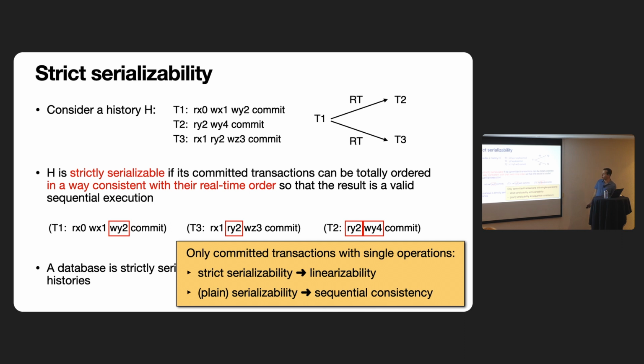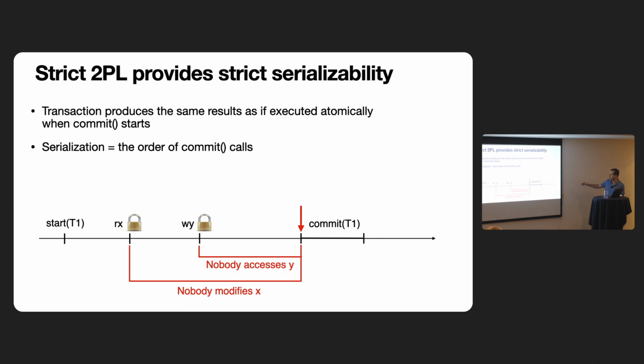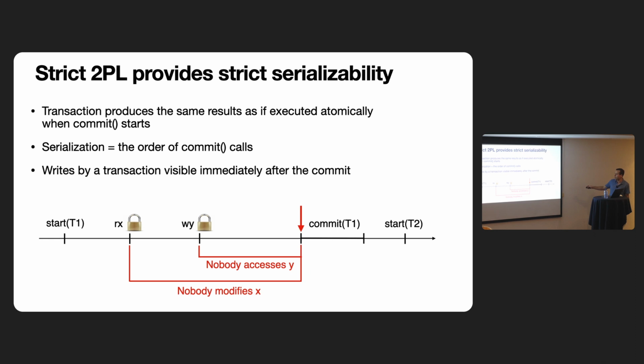and strict two-phase locking: before, I argued that it provides serializability, but in fact, it provides strict serializability. Before I explained that strict two-phase locking ensures that if I have a transaction that does some reads and writes, then these operations produce the same outcome as if I executed the transaction at this point when the commit starts. So the serialization was the order of the commit calls. And then, of course, if I have another transaction that starts after this commit finishes, then everything that this transaction did will be immediately visible here. We don't even have multi-versioning. You just write the data into the database. If you start a transaction later, you'll see this data. Okay? Yeah.